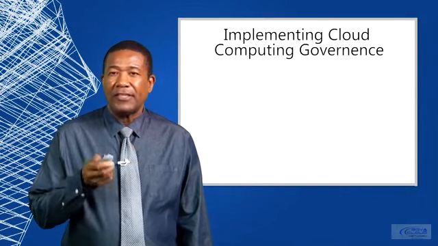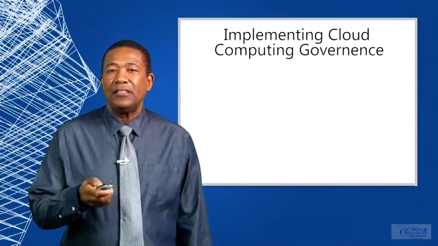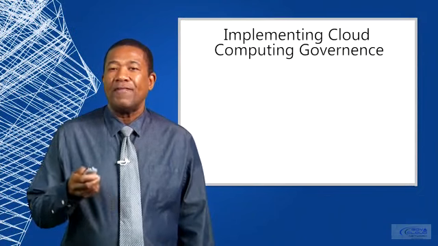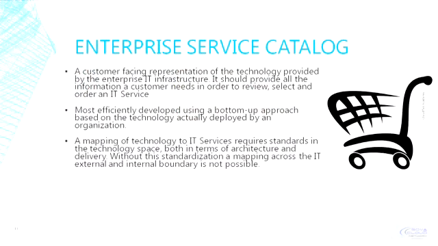The Enterprise Service Catalog is a customer-facing representation of the technology provided by the enterprise IT infrastructure. It should provide all of the information that a customer needs to review, select, and order an IT service. It is most efficiently developed using a bottoms-up approach based on the technology actually deployed by an organization. This represents a mapping of technology to IT services, and it requires standards in the technology space, both in terms of architecture and delivery.